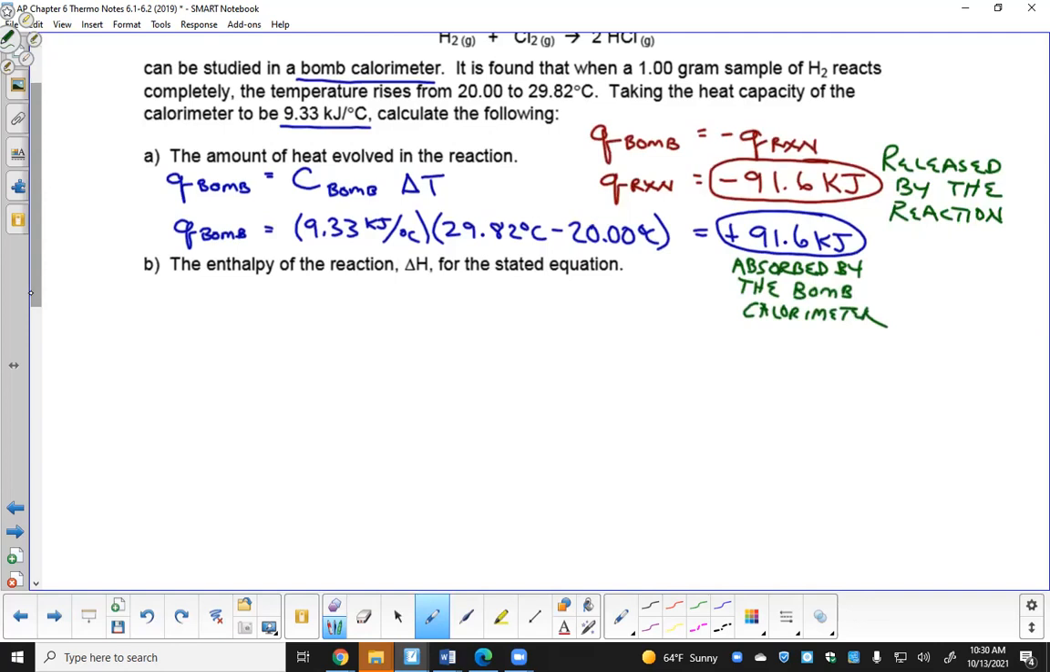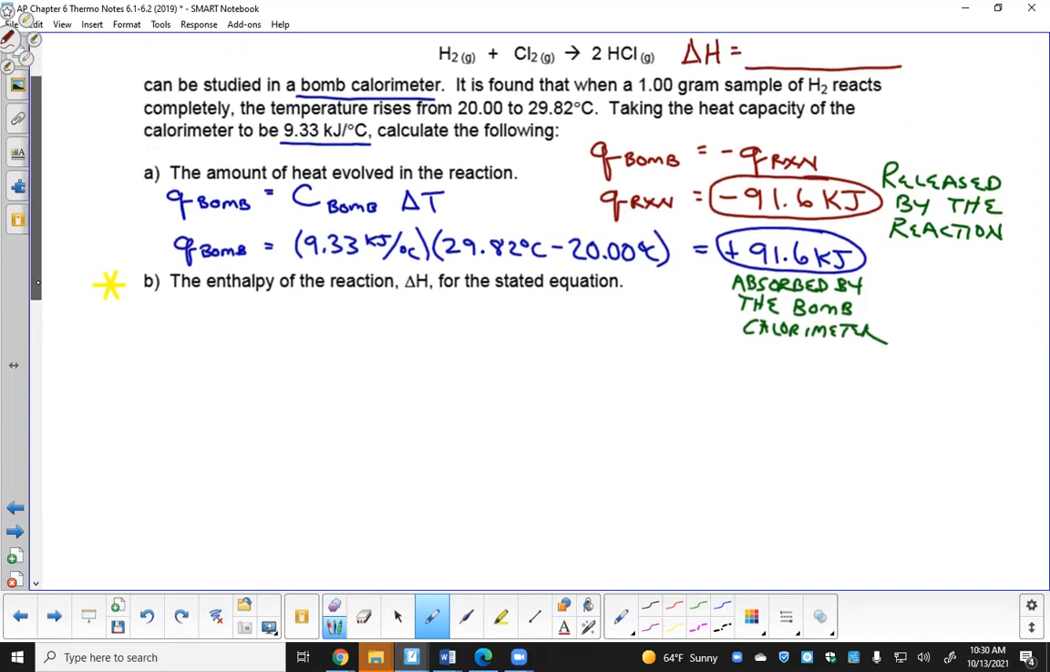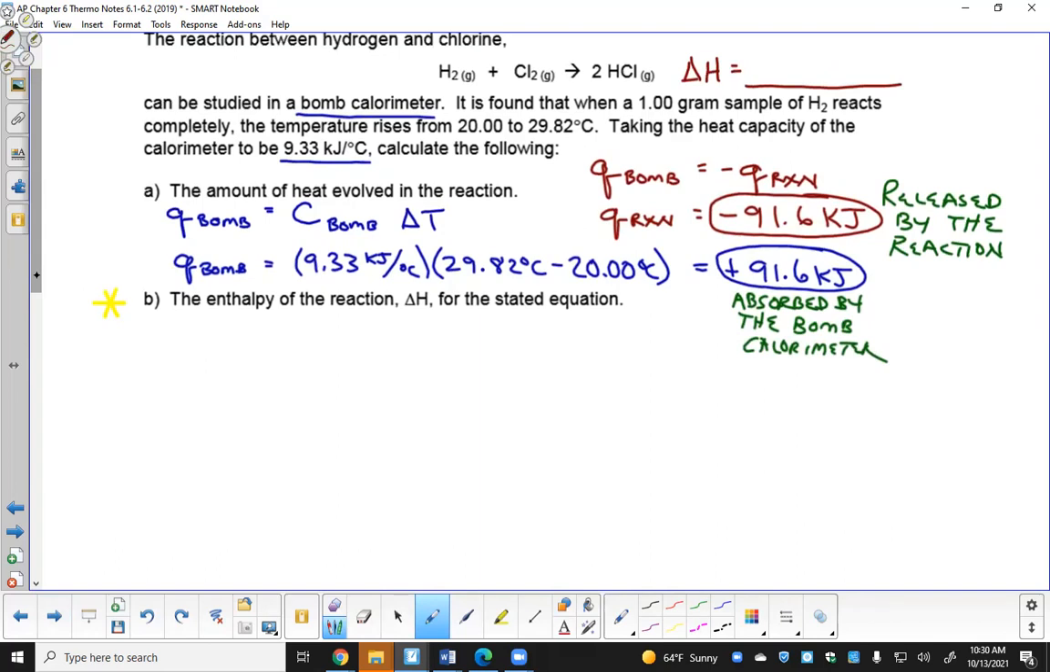So that's one thing in itself, just getting used to like how a bomb calorimeter works. But the next part is a really important part to me, because what I want to do here is show you how to get the thermochemical equation from the balanced equation. And we haven't done that yet, so let's make this happen. The enthalpy of the reaction, delta H, the enthalpy of the reaction, delta H for the stated equation is what we're solving for. It's not really a question, it's a statement there. So what I'm gonna do is say, I can do this one three different ways.